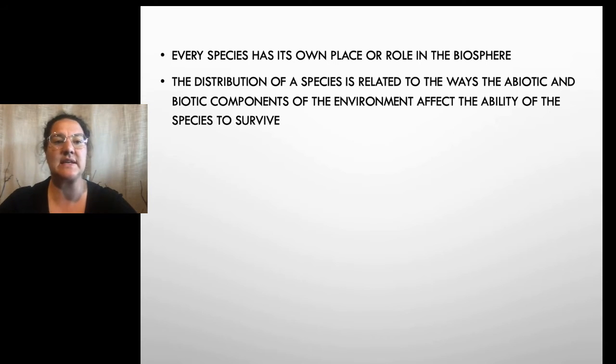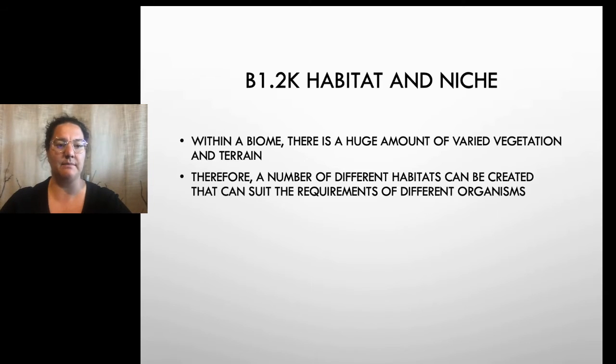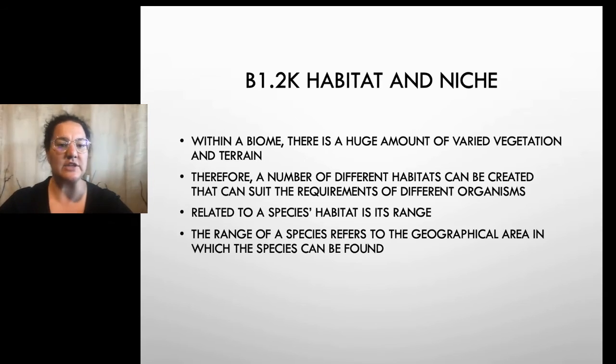Every species has its own place or role in the biosphere. The distribution of this species is related to the way that abiotic and biotic components affect the ability of that species to survive. This is called a species' habitat, where it lives, and its niche, its role in that habitat. Within any given biome, whether it's the desert, the prairie, coral reefs, or the tundra, there's a huge amount of varied vegetation and terrain.